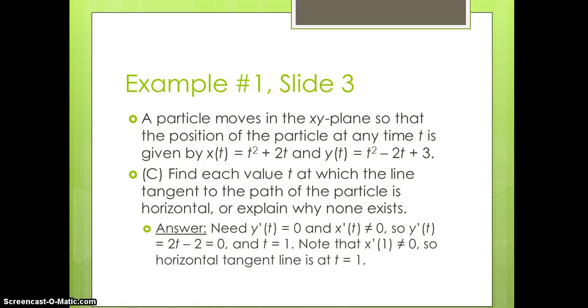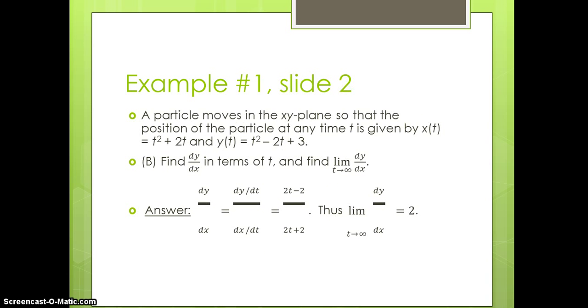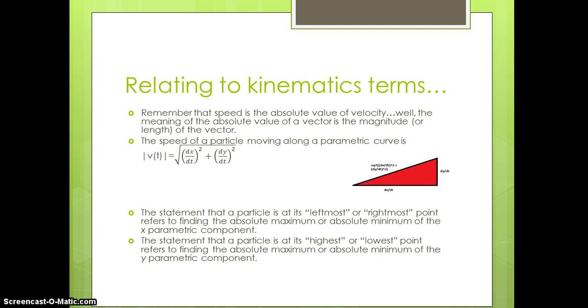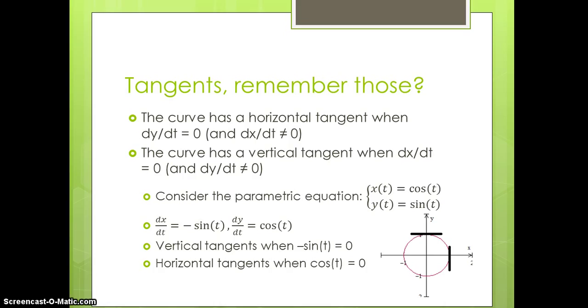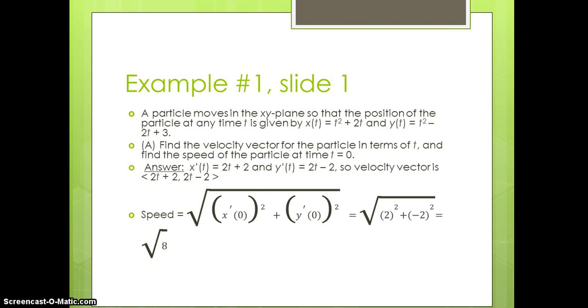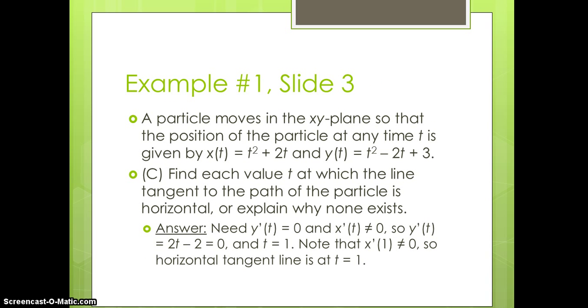Same problem, but here we've got: find each value of t at which the line tangent to the path of the particle is horizontal, or explain why none exists. If we scroll back a couple of slides, we remember that we have a horizontal tangent when dy/dt is equal to 0, assuming dx/dt is not 0. So we need to find dy/dt, which in our case is 2t minus 2, and we need to find out when that function is equal to 0, which would be at t equals 1.